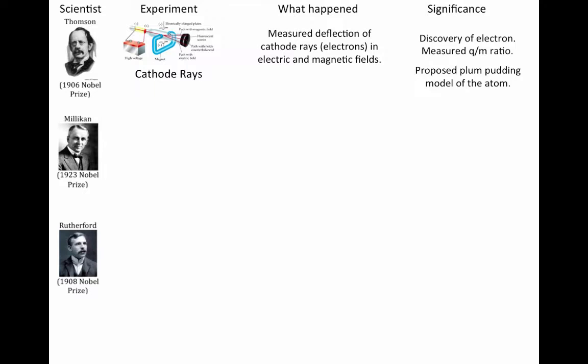First of all, the scientists and the experiments associated with them. We want to be aware of three different scientists: Thomson, Millikan, and Rutherford. Looking at Thomson, his experiment involved the deflection of cathode rays, which we now call electrons, in electric and magnetic fields. He was able to measure the ratio of their charge to their mass. That's what the Q/M ratio represents. This led to him proposing a plum pudding model of the atom.